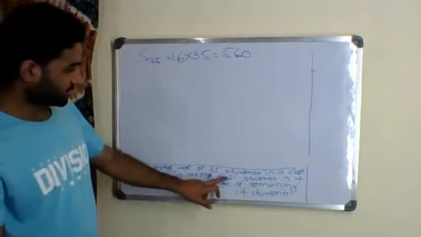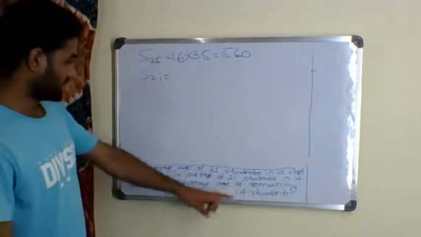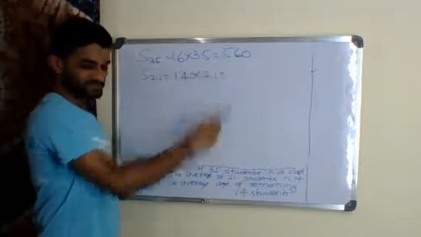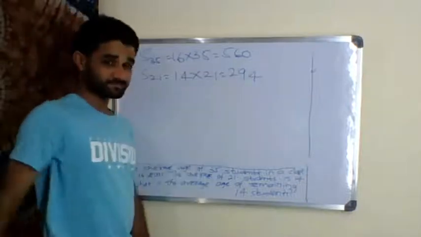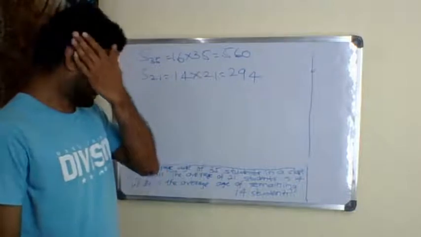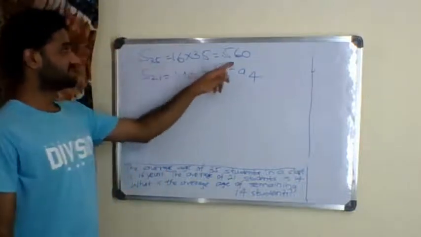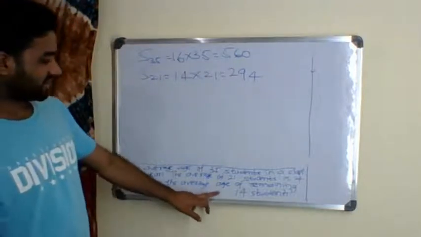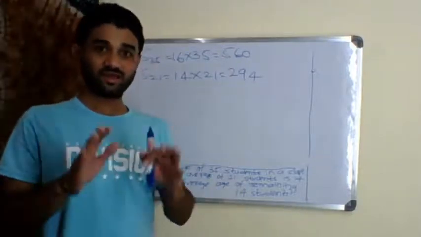The average of 21 students, that is the sum of 21 students, should be equal to, since the average is 14, 14 into 21, which is 294. Sum of 35 is 560, sum of 21 is 294. What is the average age of the remaining 14 students? That is, for the remaining 14 students, you need the average.